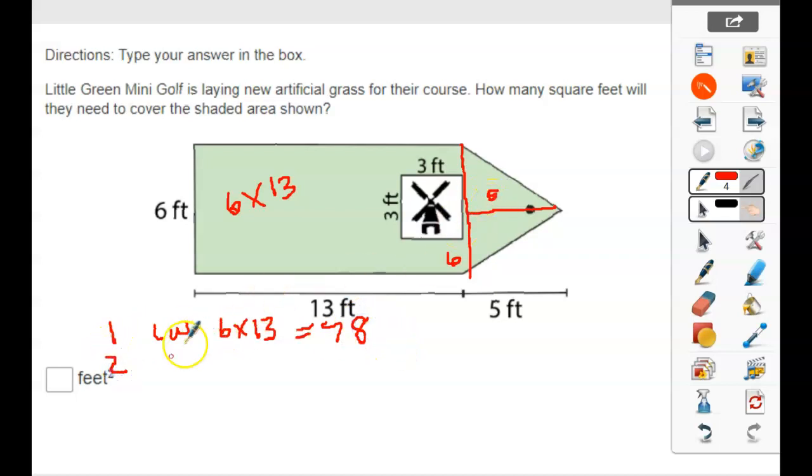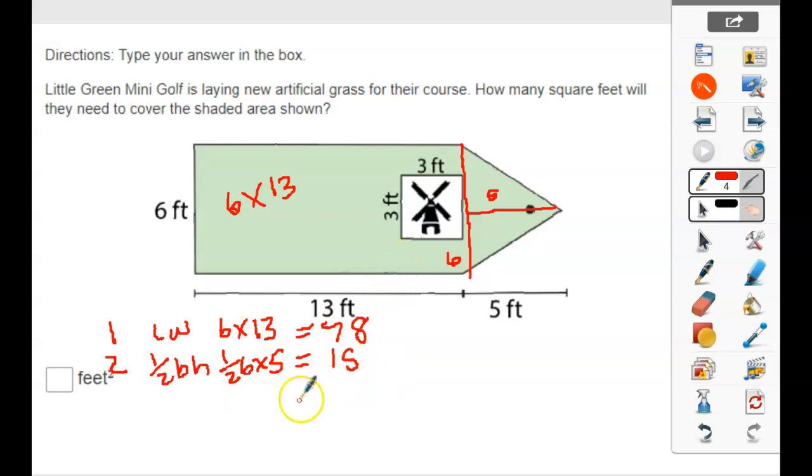My next shape is a triangle, so it's 1/2 base times height. My base is 6, my height is 5, and of course I have to multiply that by 1/2. You can punch that in your calculator one of two ways. You can put in 1/2 times 6 times 5. Or you could put 6 times 5 and then divide it by 2. Dividing by 2 is the same thing as multiplying by 1/2. So let's see, 6 times 5 times 1/2 is 15.